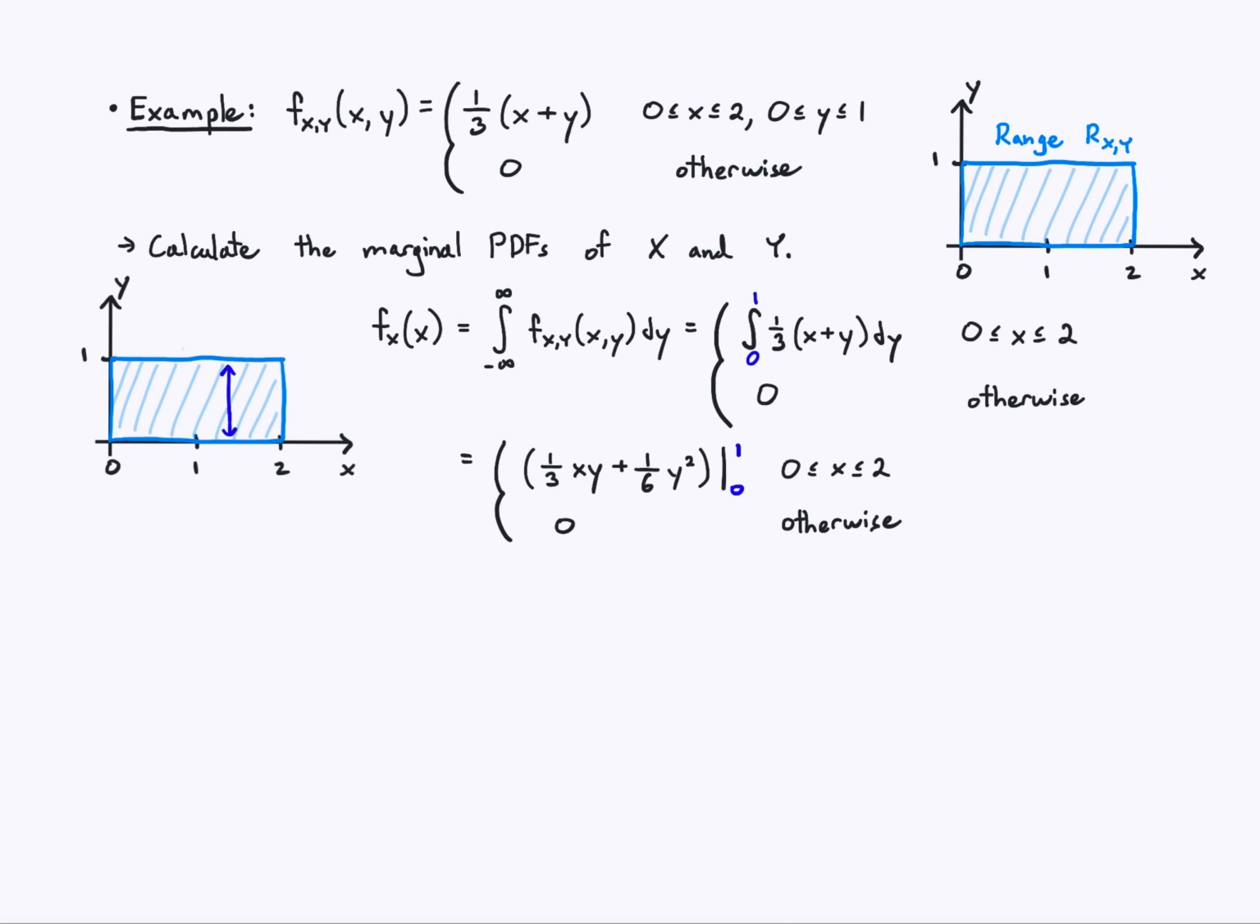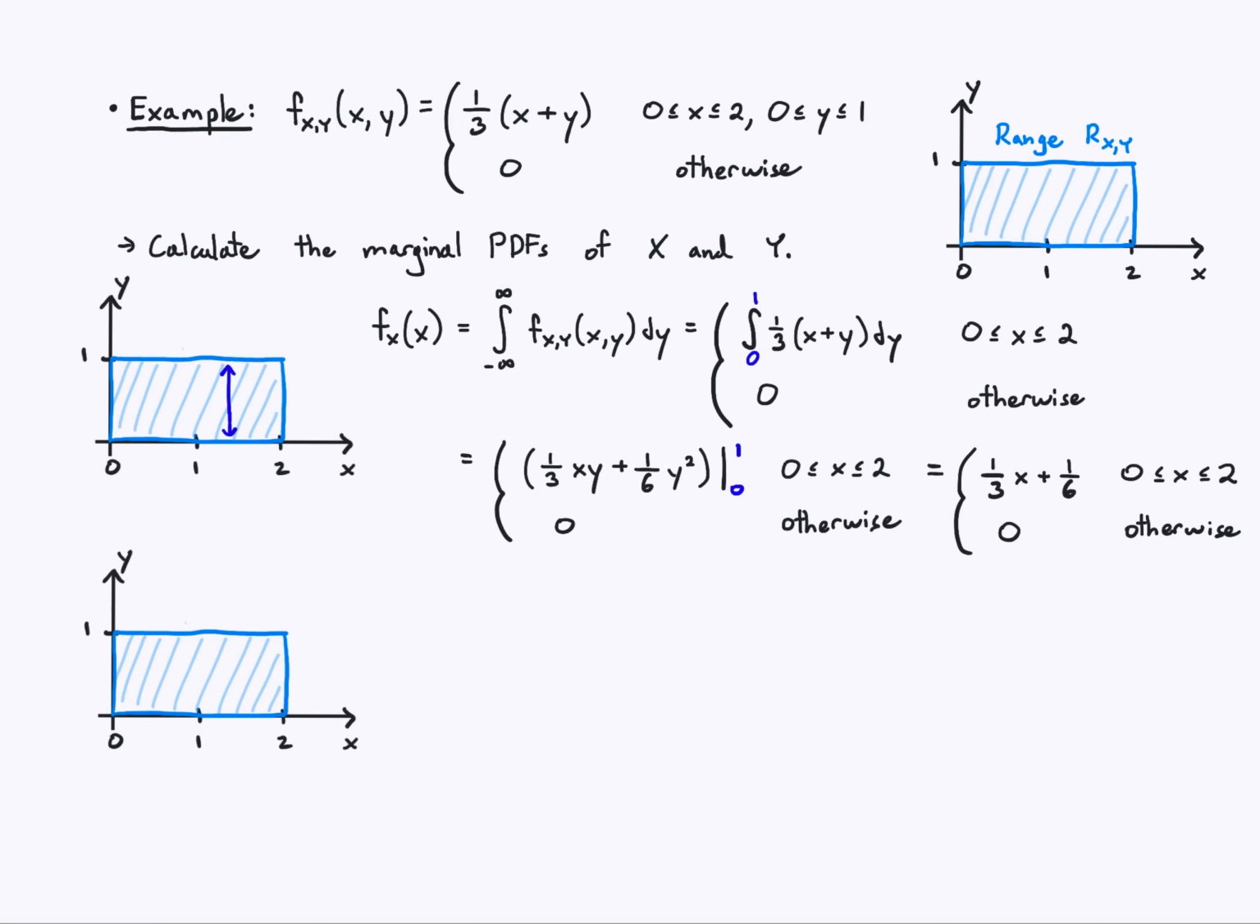All right, and then if I just plug in 1 for y, I'm going to get 1/3 x plus 1/6 from 0 to 2. Okay, and if you wanted, you could go and check that that satisfies normalization and non-negativity and all of that. Okay, I'm going to do the same thing to get the marginal of y.